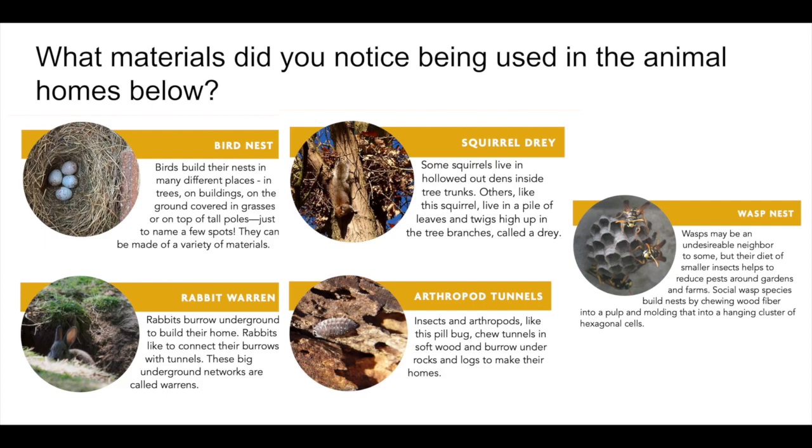These are some animal homes we talked about in a previous video. What materials do you notice being used in the homes below? Remember, we have a bird's nest, a squirrel dray, a wasp nest, arthropod tunnels in wood, and a rabbit warren. So pause the video and talk to someone near you, or just pause and think about what materials each of these creatures use to build their homes. Are you ready? Let's keep going.